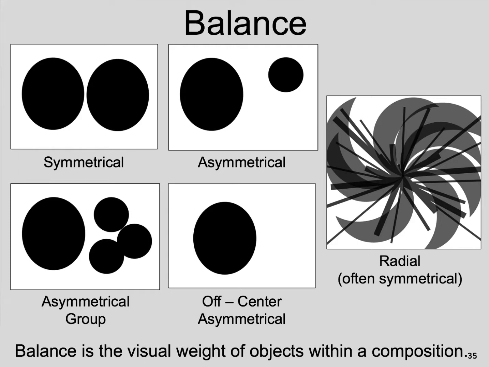We talk about balance in different ways in photography. Here are different ideas of balance. Symmetrical balance, both sides are equal. Asymmetrical, you have uneven sides. You can have an asymmetrical group where they aren't identical, but they take up about the same amount of space on both sides. Off-center asymmetrical, where it's not quite bullseye, it's a little off to one side. Radial, often symmetrical, so things that radiate from the center can get a certain type of balance as well. Balance is the visual weight of objects within a composition.